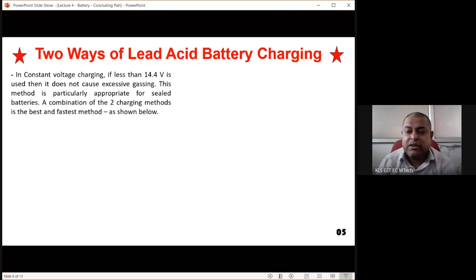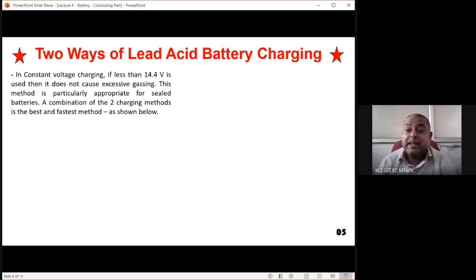So the battery has become flat. Each 2 volt has become 1.75 volt. In that case, we are using 14.4 volt across that total stack of 6 batteries, and we are charging it. So 14.4 volt is used to charge the battery up to 12 volt, and it does not cause excessive gassing. Somebody will say, sir, I want to charge it to 12 volt. So why can't I connect 20 volt?